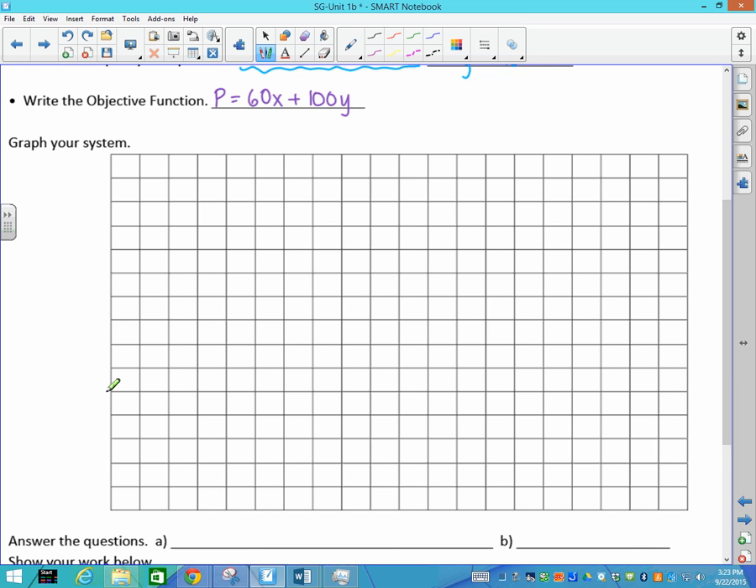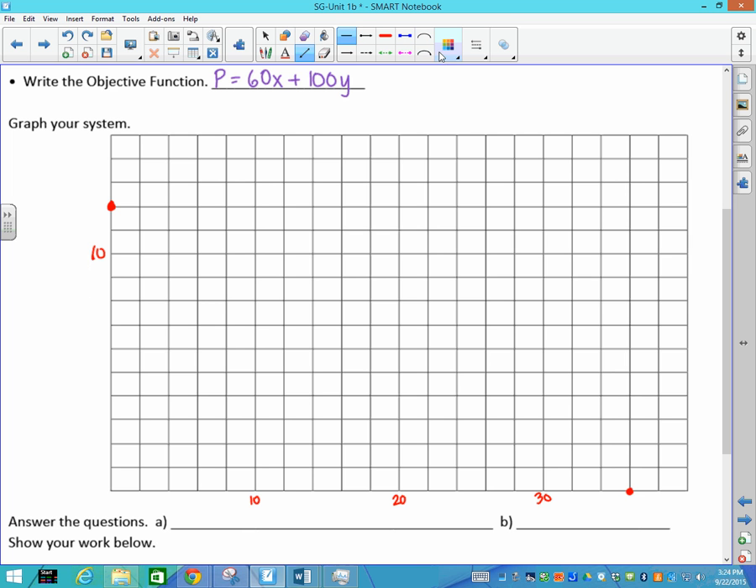I can number this one by ones: 1, 2, 3, 4, 5, 6, 7, 10. So here's 10, 11, 12. And this one needed to go by 2s: 2, 4, 6, 8, 10, and so on, up to 30, 32, 34, 36. So here's 36.